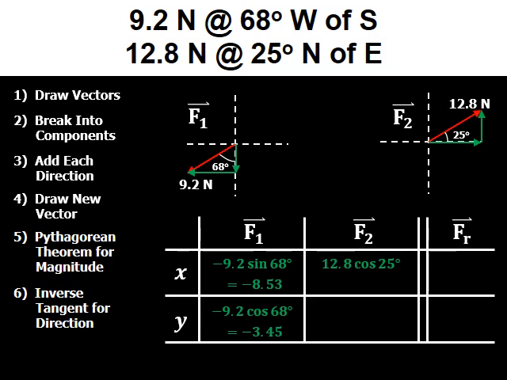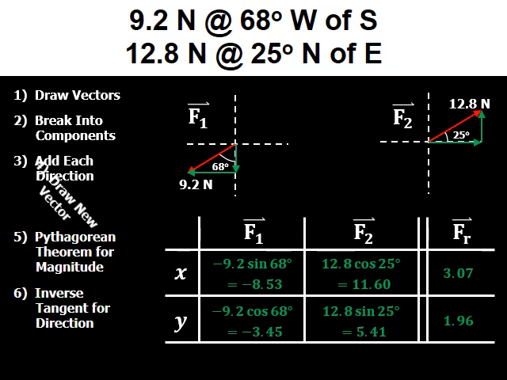For the second vector, the x component is adjacent, so it's going to be cosine, so 12.8 cosine of 25, we get 11.6. The y component is going to be sine, and we get 5.41. Next step is to add up each direction. We get a total of 3.07 in the x direction, 1.96 in the y direction.